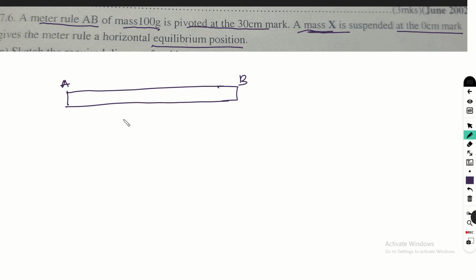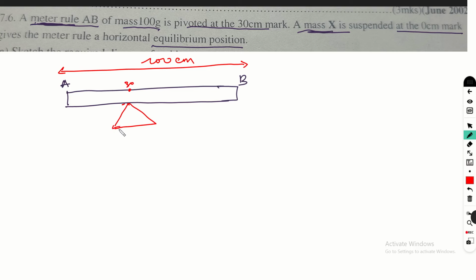This word, metal rule, means that the length of it is 1 meter, which means it will be 100 centimeters. Meter rule means that it's 1 meter, right? So from here to here is 100 centimeters. That's what they're saying. We count 30; at the 30 centimeter mark, we put our pivot. At this point, this is my 30. I put my pivot there. That's what my pivot is.